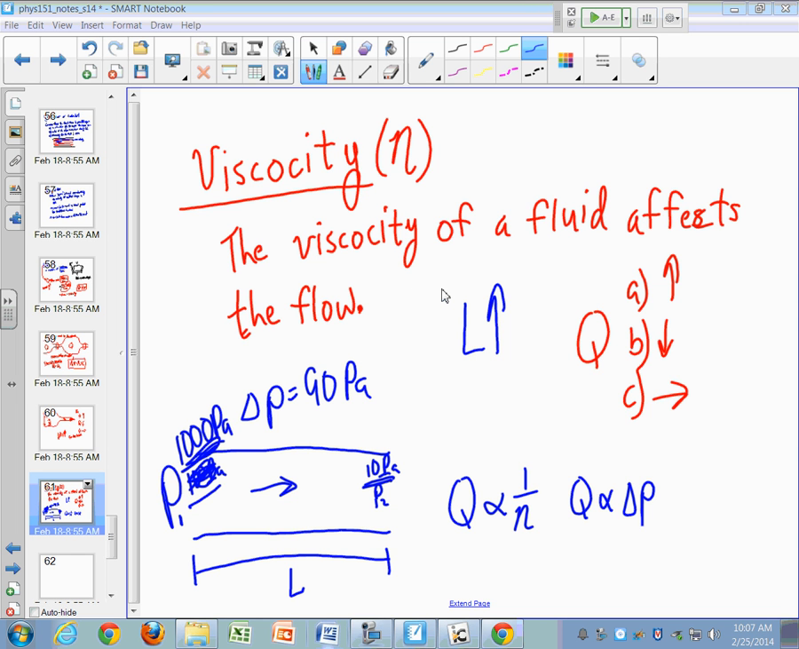And then we have one final thing, the radius. So what if we make our pipe a lot narrower? Is that going to make it easier or more difficult? More difficult. If I have a really narrow pipe, it's going to be a lot more difficult to push fluid through there.